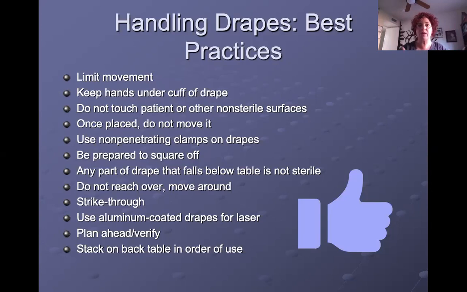Same with when we're gowning and gloving the surgeon. We're going to stack the towel, the gown, and then the gloves at the bottom, because the towel is what you're going to give your surgeon first. Then you're going to give them the gown. Then you're going to put on the gloves. So we stack the things in order of use so that it's just grab and go. That's a part of our anticipating the needs of the team.